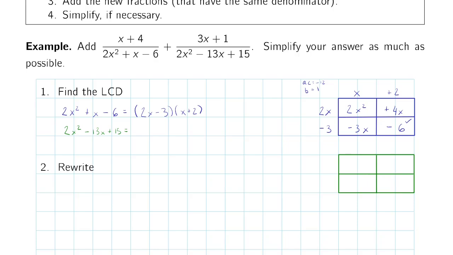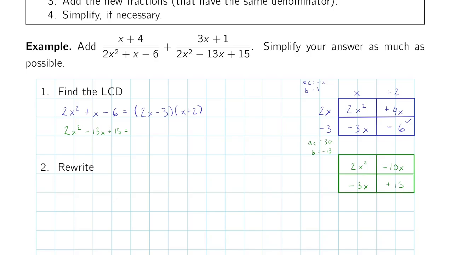Second one, 2x squared minus 13x plus 15. I'll have AC is positive 30, B is negative 13. So I'll need two negative numbers that multiply to 30 and add up to negative 13. I think I'll split that up as negative 10x minus 3x.